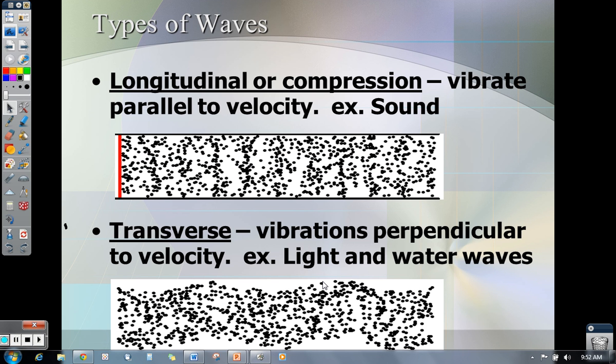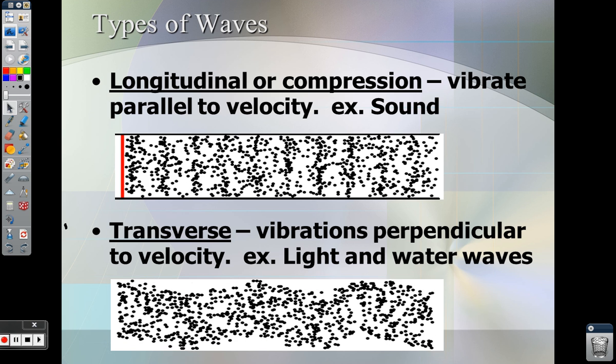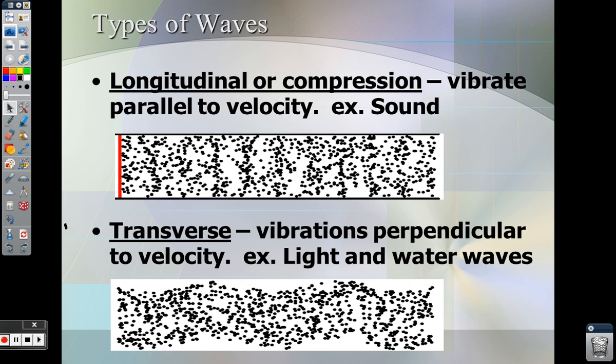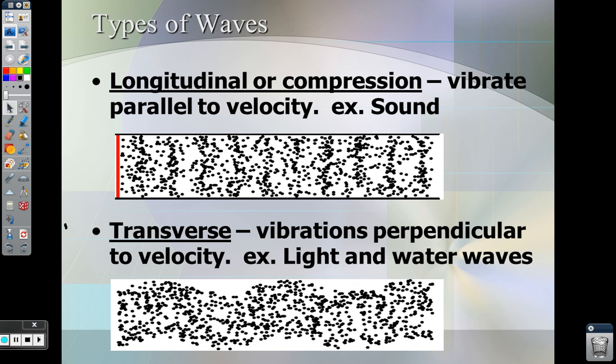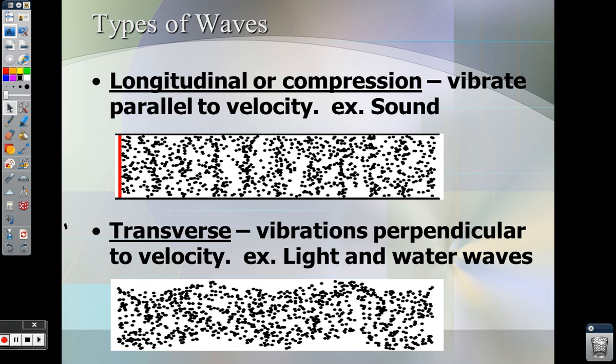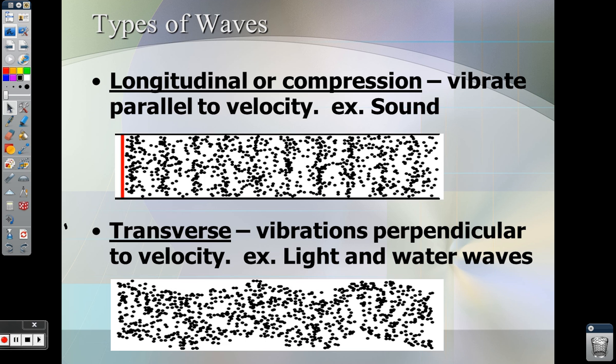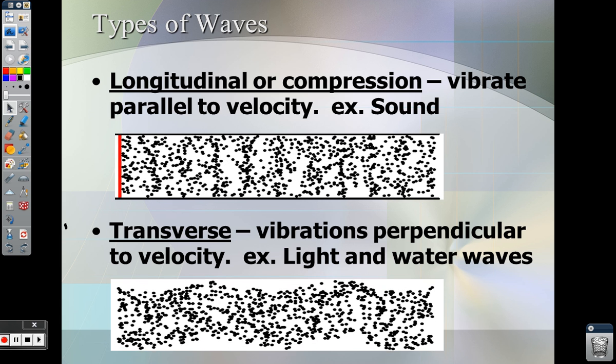Alright, so we ended talking about our two types of waves, right, Ashley? Our first was our longitudinal, and we discussed the fact that both our velocity and our wave are moving parallel to each other. Whereas with our transverse, our velocity is moving from left to right, but which way is our vibration moving? Up and down.